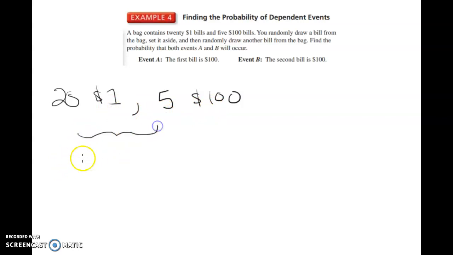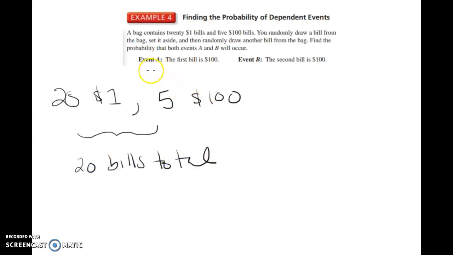All right, so it says a bag contains $1 bills. So we have 20. We have a pen that is not writing. Here we are. All right, so we have 20 $1 bills and we have 5 $100 bills. You randomly draw a bill from the bag, set it aside, and then draw another one. Find the probability that both events A and B will occur. So inside of our bag, we have 25 bills total because we have 20 $1 and 5 $100.